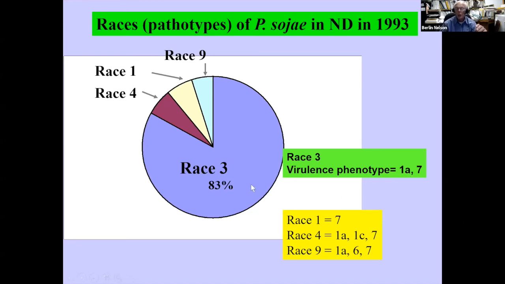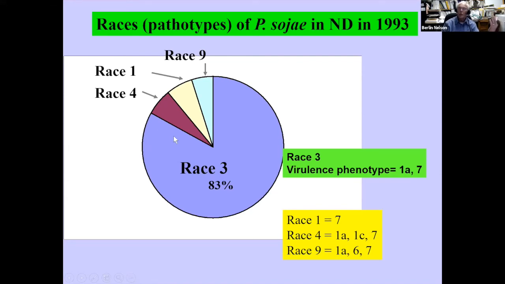So you'll notice here in 1993 that when we tested all these pathotypes that we had, they all turned out to be race 3. Now, race 3 has a virulence phenotype of 1A and 7. So any cultivar that would have 1A or a 7, none of them had 7, but a number had 1A, would be susceptible to race 3. We did find race 4, race 1, race 9, and just a few of them. Okay, so that was the picture in the early 1990s.